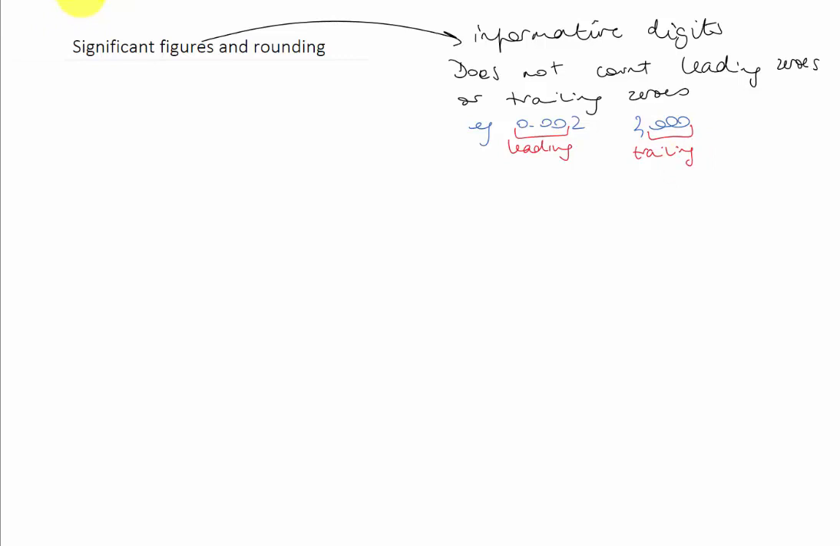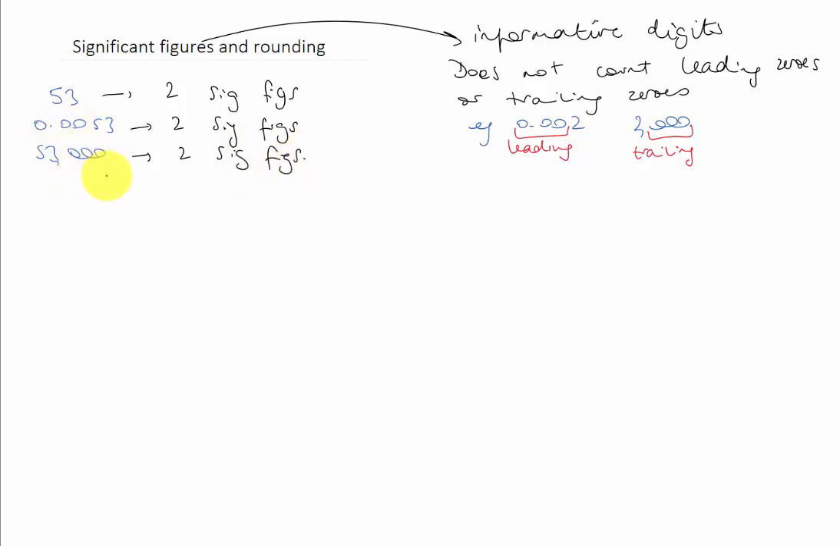Let me give you some examples, because that's how I like to work. If we've got the number 53, say, that's got 2 significant figures, 5 and 3. Likewise, if we've got 0.0053, for instance, also 2 significant figures. If we've got 53,000, then also 2 significant figures. So these are trailing zeros and leading zeros, and we don't count them.